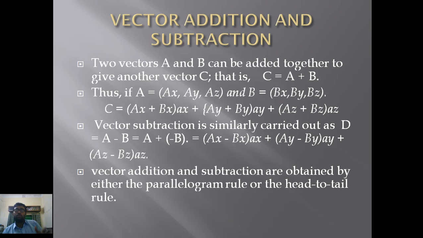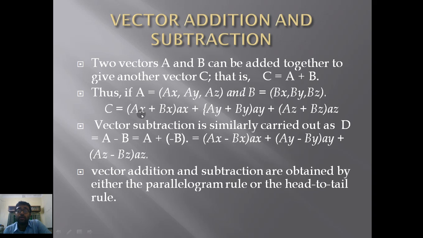Now we already know these things as vector addition and subtraction. How will it work? Let's discuss it. Two vectors A and B can be added together to give another vector C, that we have already seen: C is equal to A plus B. Thus if A is expressed in this way and B is expressed in this way, where this value is along the x-axis, this value is along the y-axis, this value along the z-axis, and the same for B, what will we get if we add both of them?